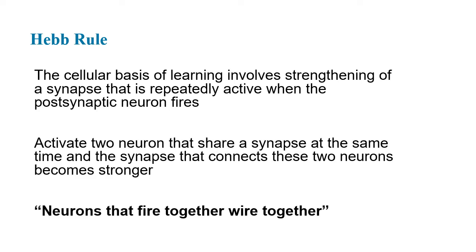So, the activating of two neurons that share a synapse. You've got two neurons that share a synaptic gap firing at the same time, and the synapse that connects these two neurons becomes stronger. The quote from Hebb's rule is that neurons that fire together wire together, because the more times they fire together, the stronger that connection becomes. It can start out as a very weak connection, but firing over and over again will eventually strengthen that connection so it becomes just as strong as strong connections in the brain.